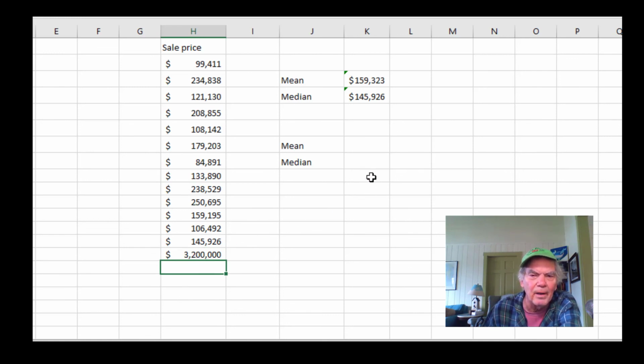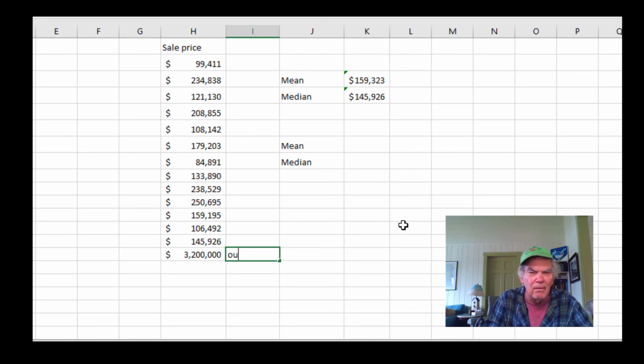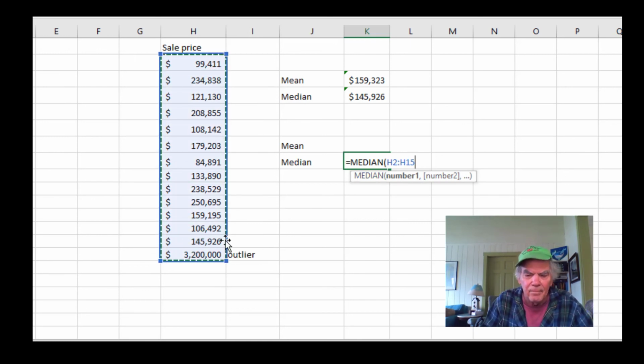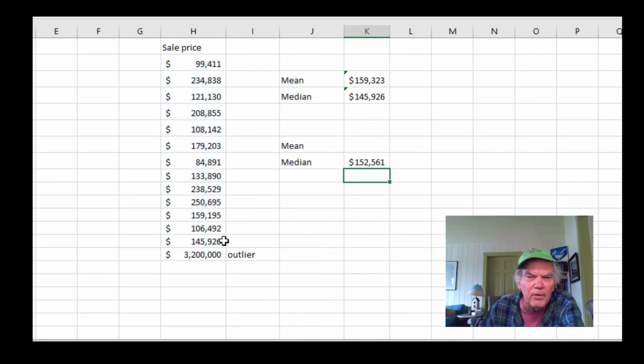Now I'm going to recalculate the mean and the median. By the way, do you know the word for that within this data set? It's called an outlier. So let's see what happens to the median first. The median of all these homes. Well, the median was affected. It was affected by $7,000. It went up some, right?